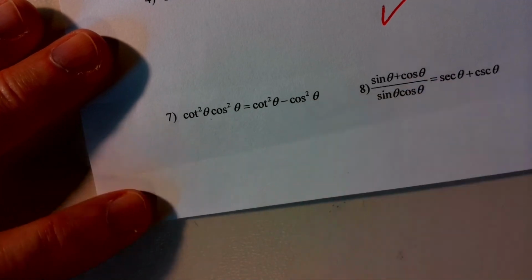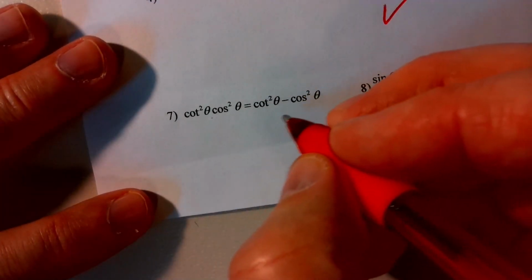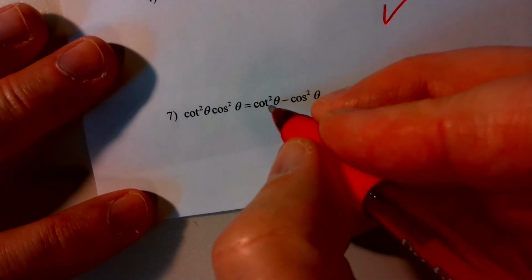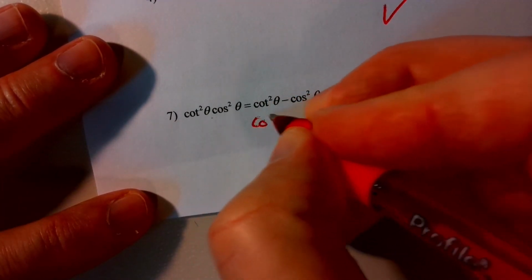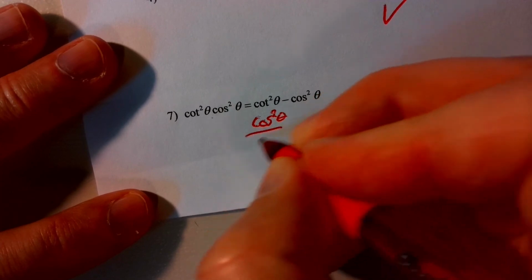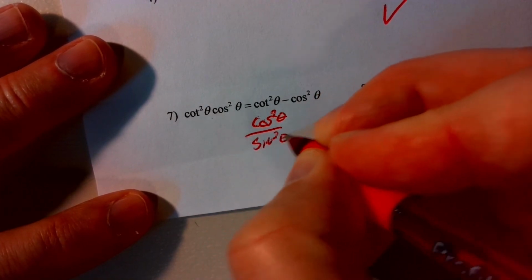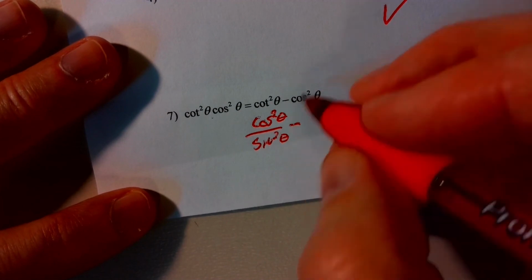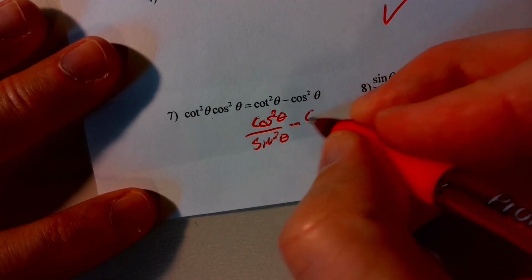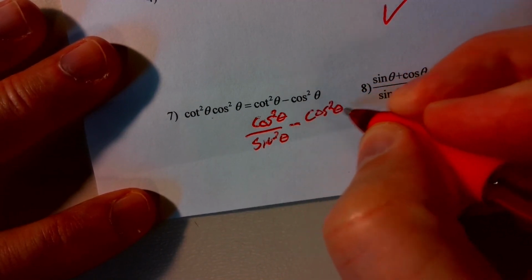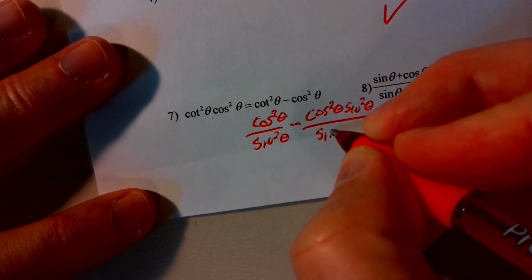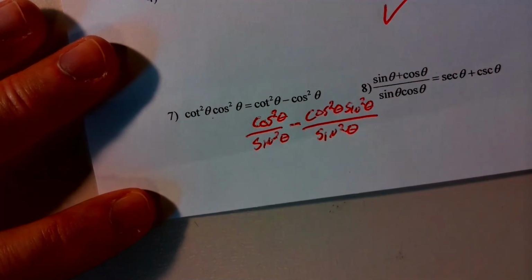So that's what we're going to try and do right now. We're going to try and get these two terms to become one. So I'm going to rewrite cotangent squared as cosine squared theta over sine squared theta minus, and again, I need them to have common denominators, so I'm going to add an extra sine squared to both of these. Cosine squared theta sine squared theta over sine squared theta, like that.